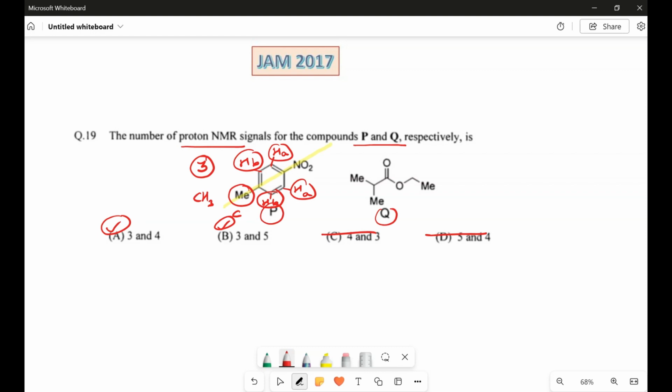Now compare the molecule Q. So I have a CH2 here, I have a CH3 here, I have a CH here, and I have two CH3. So now label them. So CH3 A, B, C, these two put together D. So 3 and 4, 3 and 4 is the right answer. There is no chiral center here. Therefore, the geminal dimethyl will be chemically equal, and therefore the answer is option A.